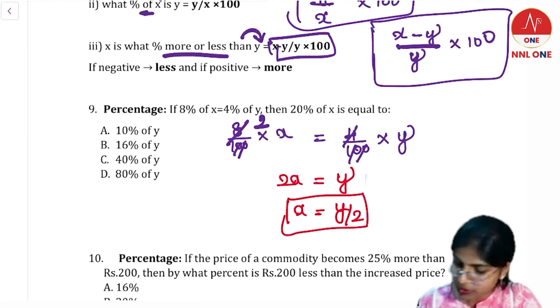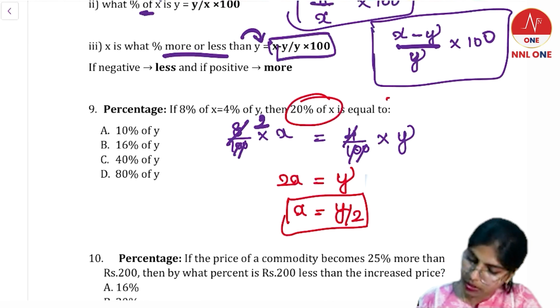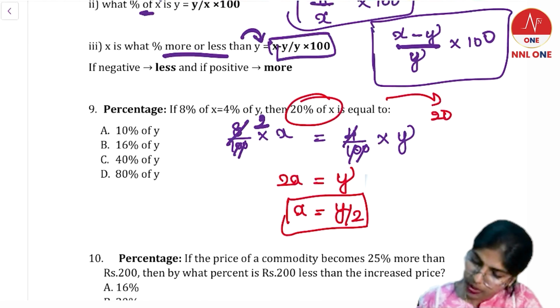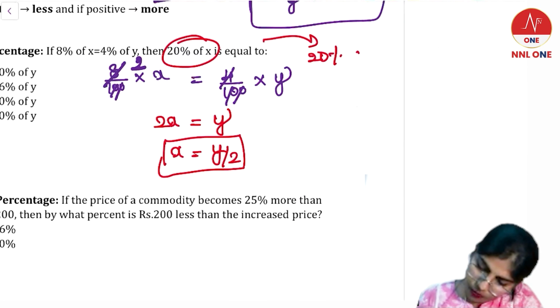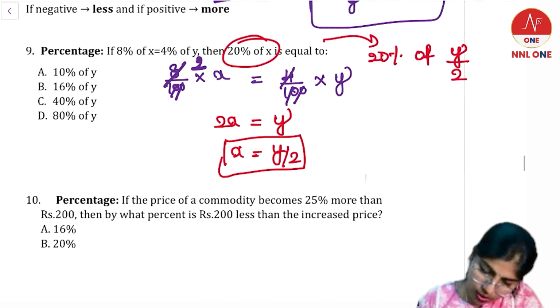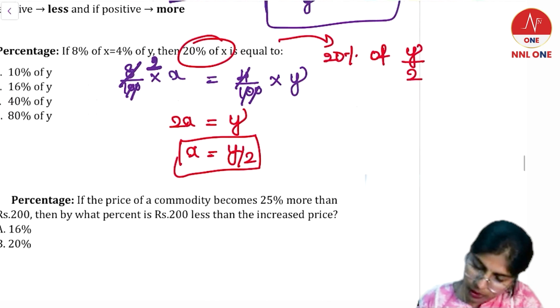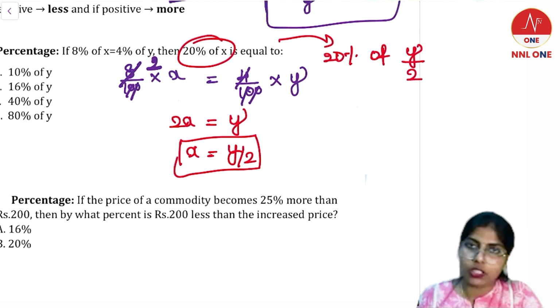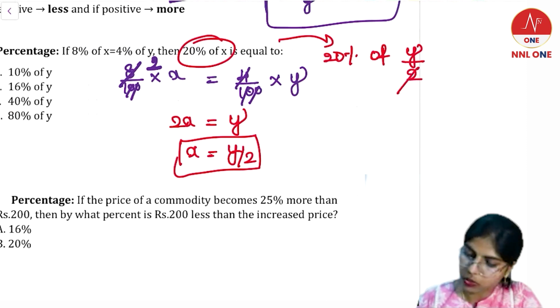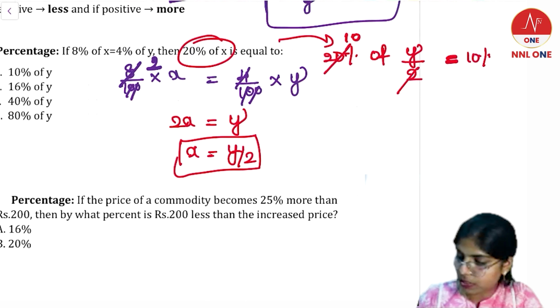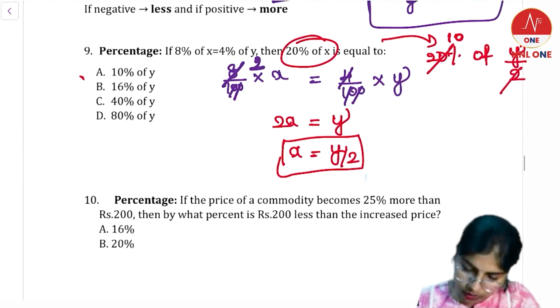So we are going to substitute it here. 20% of y by 2. We'll keep it simple because the options are given in percentage, so we'll keep the percentage as it is. We need not put the divide by 100. So 2 into 10, the answer is 10% of y, which is your first option.